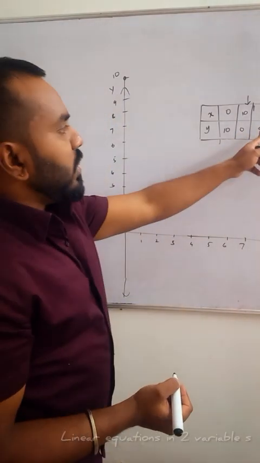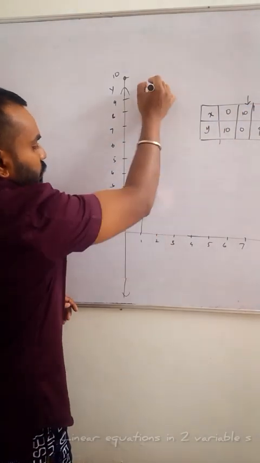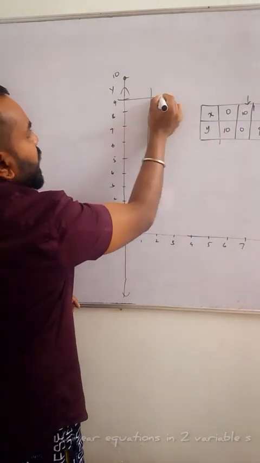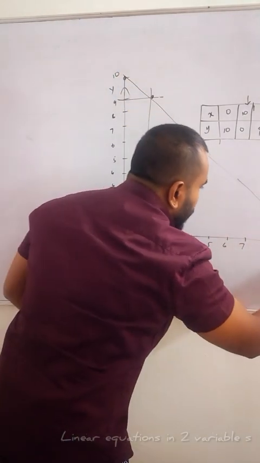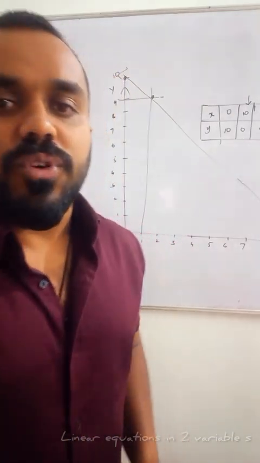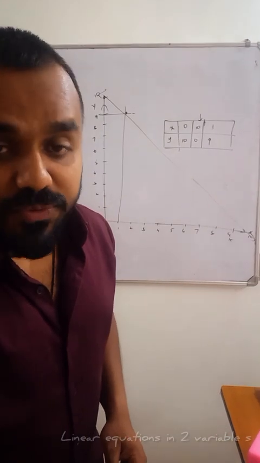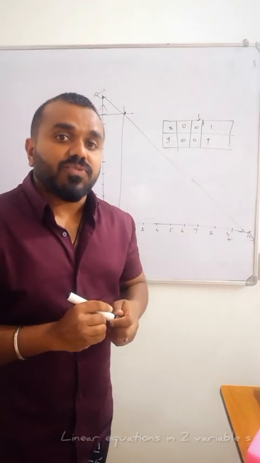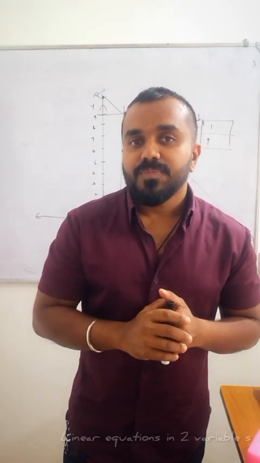Then which is the next point? When x is equal to 1, y is equal to 9. Choose 1 from the x-axis and 9 from the y-axis. And join all these 3 points. If you join all these 3 points, you will get a straight line. So now you may have understood why these kinds of equations are known as linear. Because when you draw the graph of this, you will get a straight line. That's why it is known as linear. Thank you.